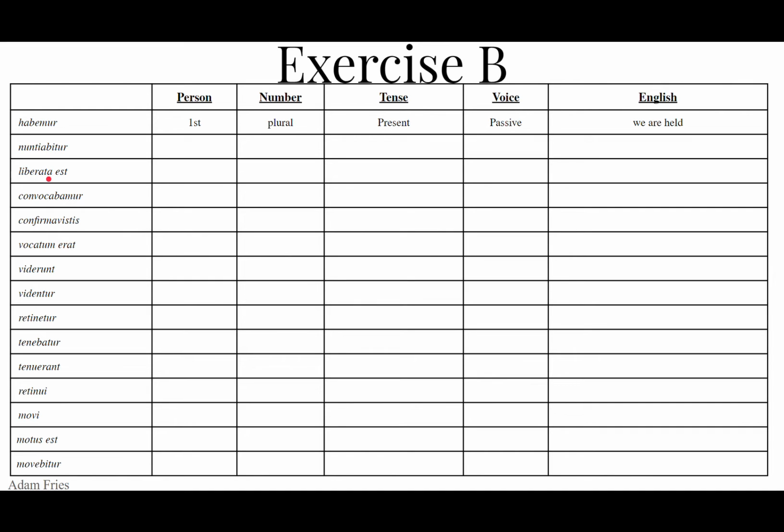So this noun that liberata modifies is singular and feminine because of the a ending. If it were singular masculine, we would have liberatus. If it were neuter singular, it would be liberatum. So liberata est. The subject is a her, a she. So third person singular, it's perfect because the present tense of sum is the helping verb, and it's passive. She was freed. She has been freed.